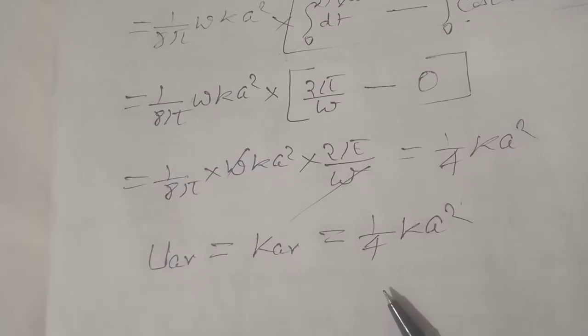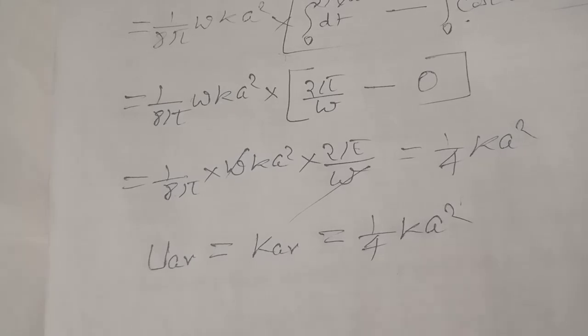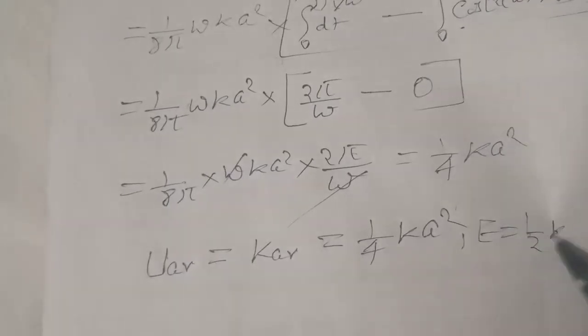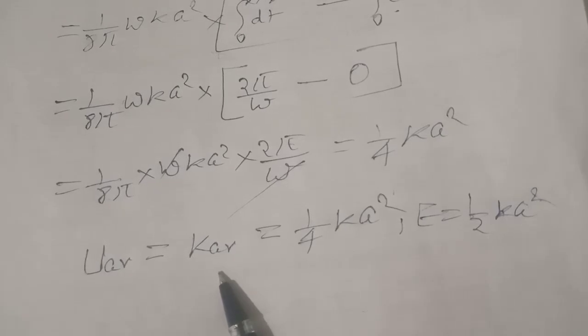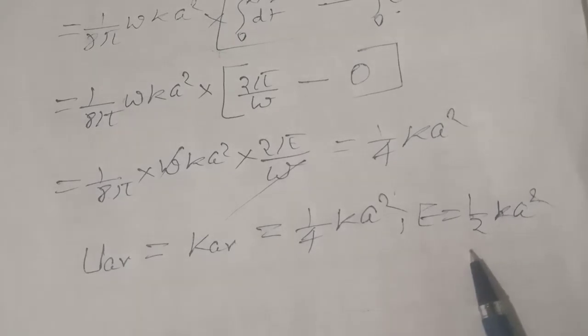In the previous lecture, we calculated the average kinetic energy and average potential energy over one complete time period, which comes out to be 1/4 Ka², which is half of the total energy, because we have total energy E as 1/2 Ka². So the average kinetic energy or average potential energy in a SHM over one time period of oscillation is half of the total energy.